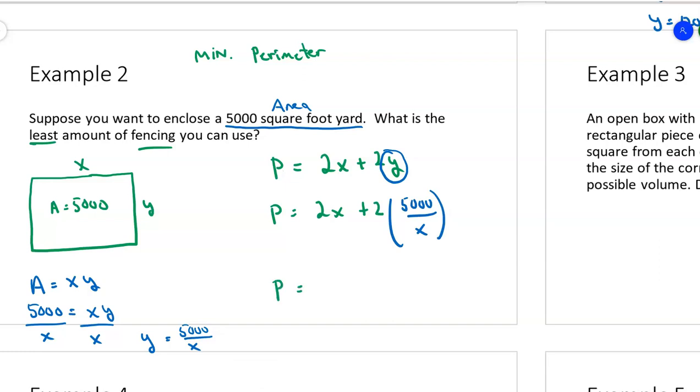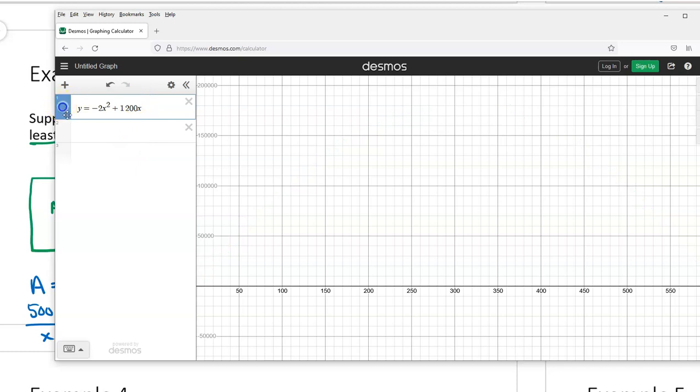All right, so my perimeter is going to be 2x plus 10,000 over x. A funny looking equation, but something we can graph. So I got 2x plus 10,000 over x. So now I've written the perimeter entirely in terms of one variable. So let's try it. We said y equals 2x plus 10,000 over x.